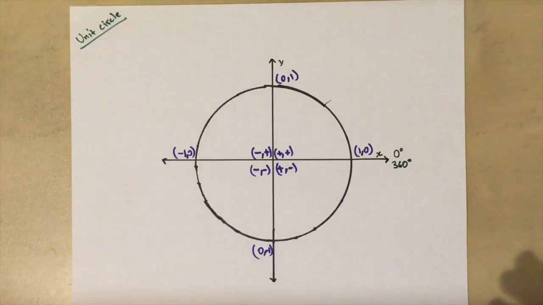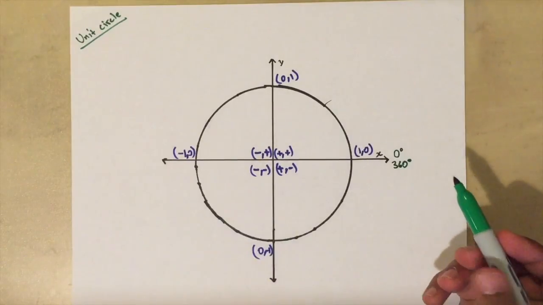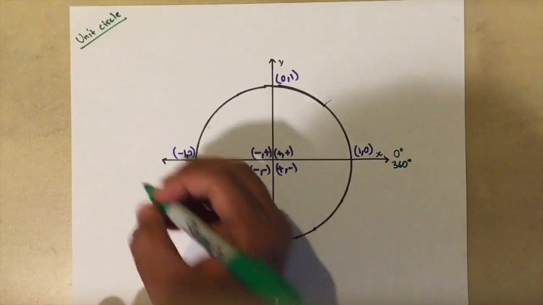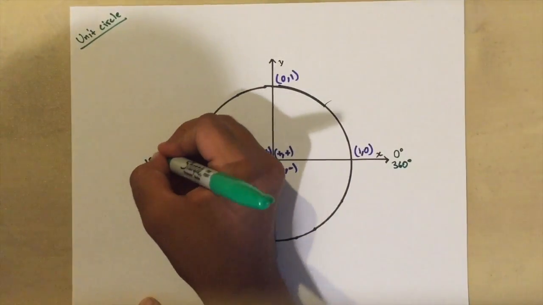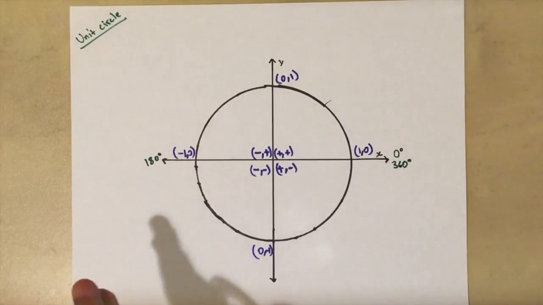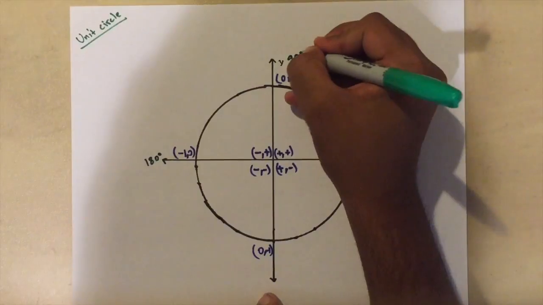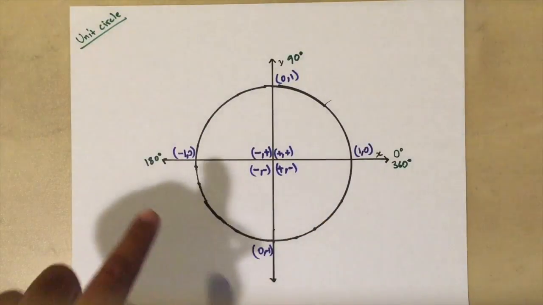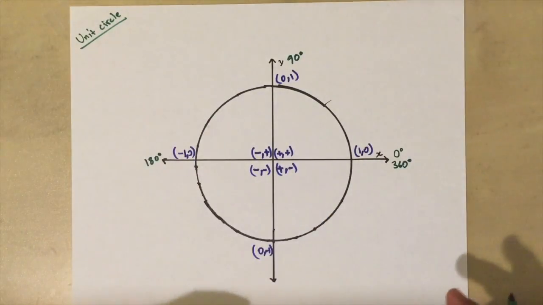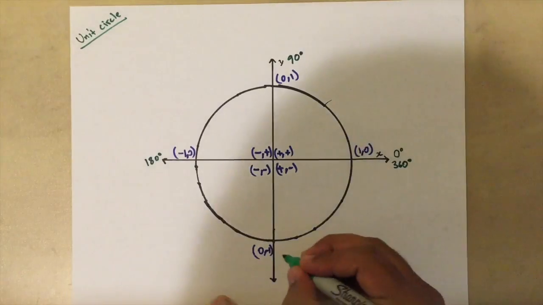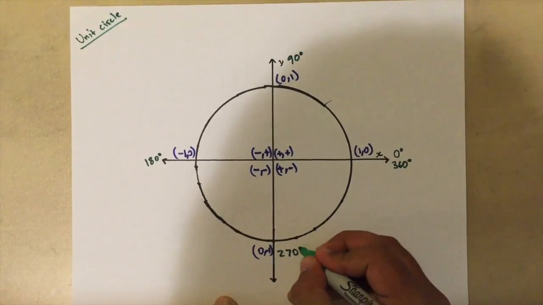The easiest way to memorize this is to keep cutting it in half. If we cut the entire 360 in half, we get 180 degrees over here. If we cut that in half, we get 90 degrees up here. And if we cut from 180 to 360 in half, we get 270 degrees here.